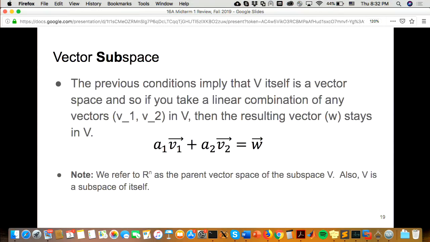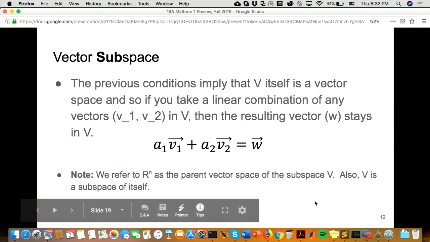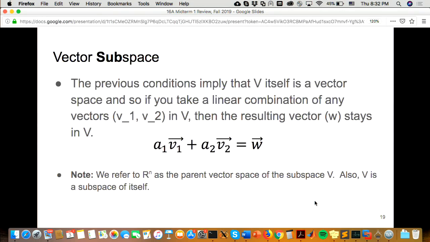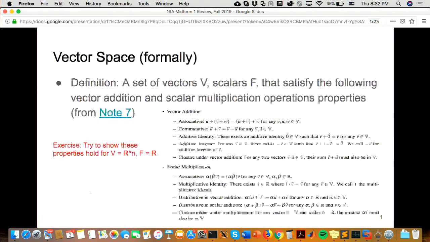Question? For vector spaces, we need you to prove all of the properties that are listed here, and you can find them in Node 7.